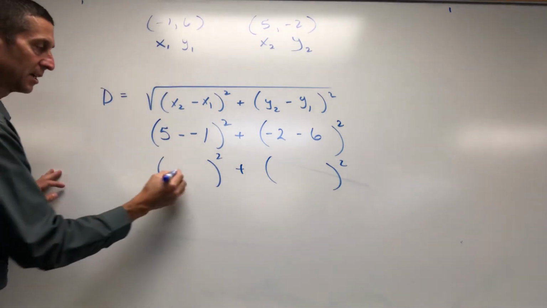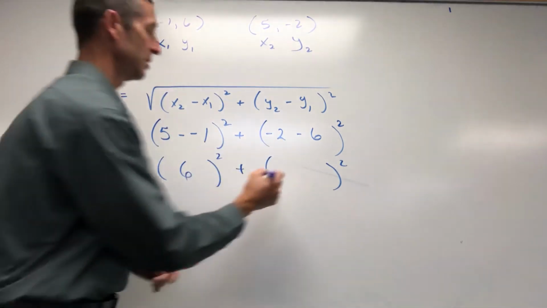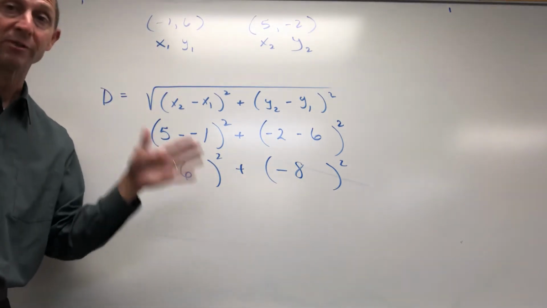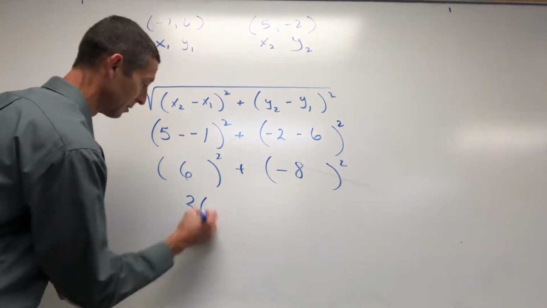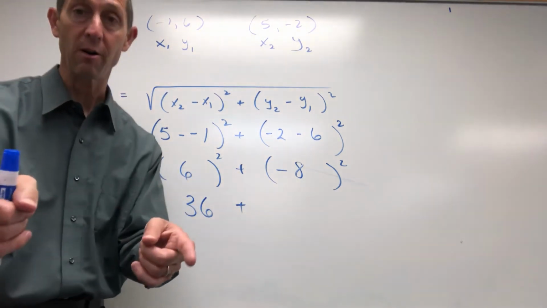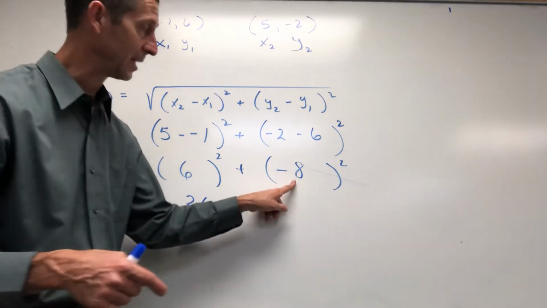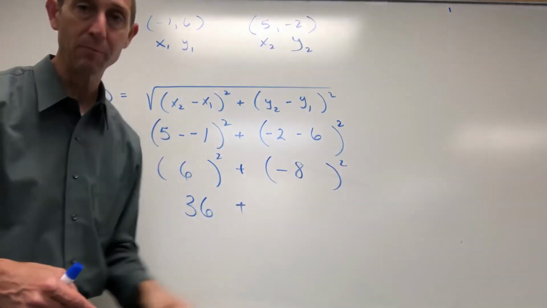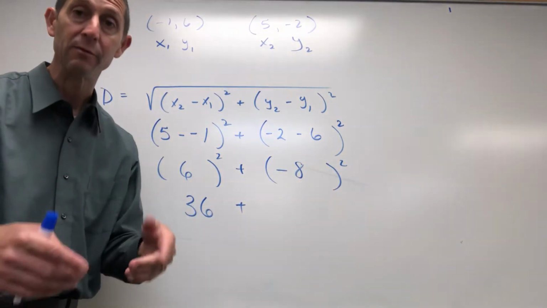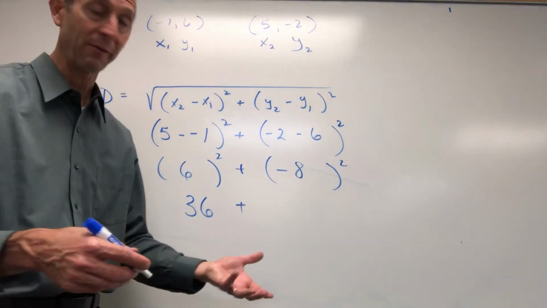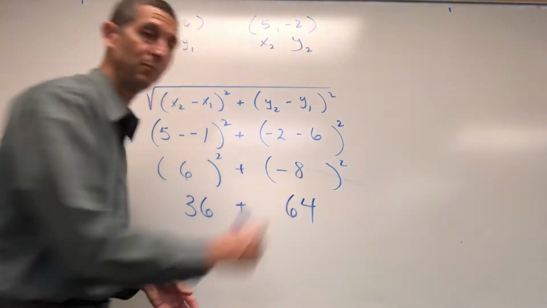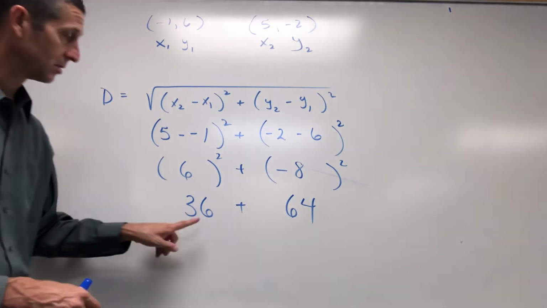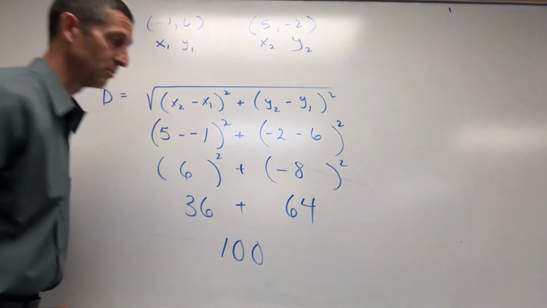So 5 minus -1 becomes 6. -2 minus 6 is -8. You've got 6 to the second power, so it's not 12, it's 6 times 6, which is 36. And then this is a part which gets a lot of people, this -8 squared. This is a negative number squared, a negative to the second power. It does not turn out negative. What is -8 times -8? Well, that's going to be positive 64. So a negative number squared turns out positive. So then you got 36 plus 64, which is 100.